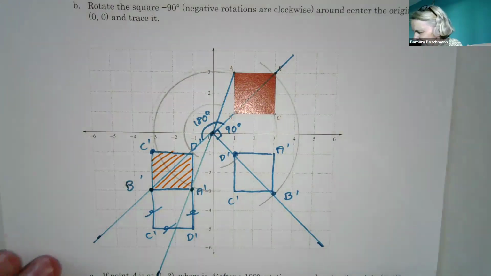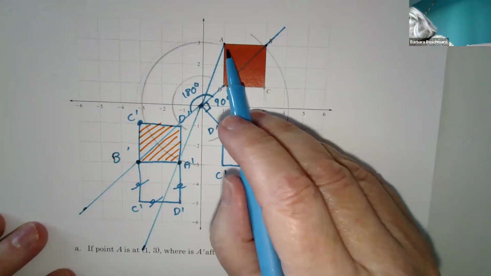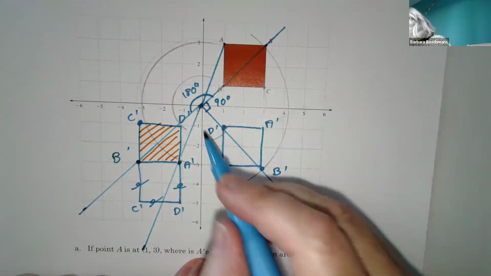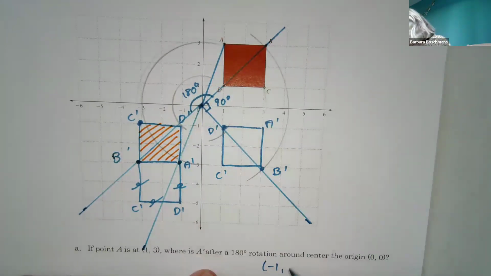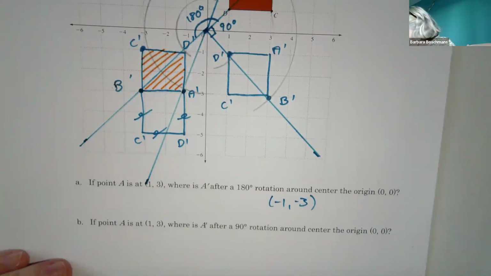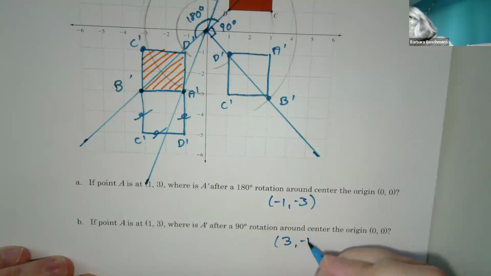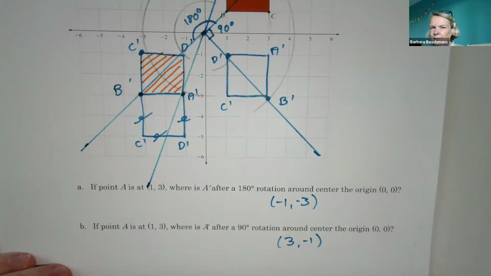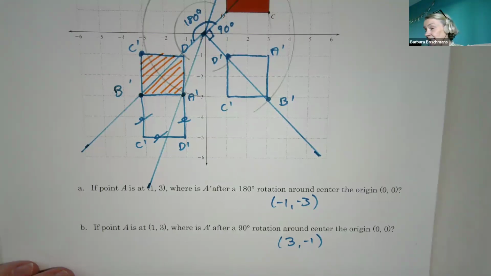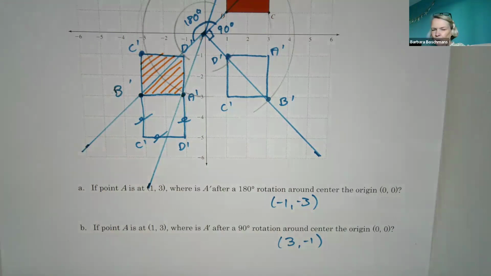Let's see. Okay, point A was at 1, 3. Where is it after the 180? At -1, -3, right down here. If you do the 90 degrees, this A ends up at 3 and -1. So we needed a center and an angle of rotation and a bunch of tools. This is why GeoGebra is so nice, because we don't have to do it by hand, and it will do the shape for us.